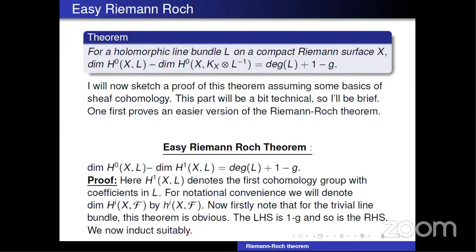Because the left hand side becomes 1 minus g: instead of L I take the structure sheaf O, and h^0(X, O) is just the global holomorphic functions, so that's one dimensional. h^1(X, O) is g dimensional, as I explained before when I discussed Hodge decomposition. So the left hand side is 1 minus g, and the right hand side is also 1 minus g, because when you take the trivial line bundle, its degree is 0. So this easy Riemann-Roch theorem is very easy if the line bundle happens to be the trivial line bundle.